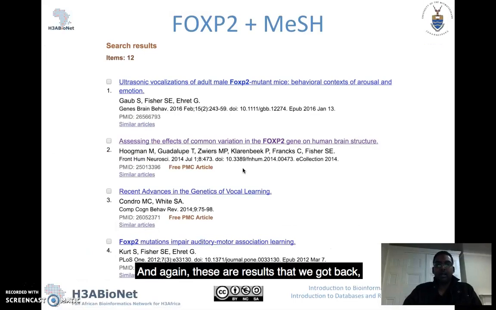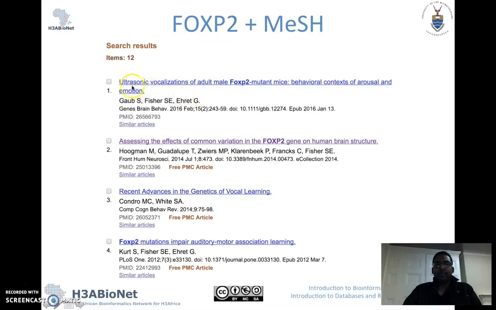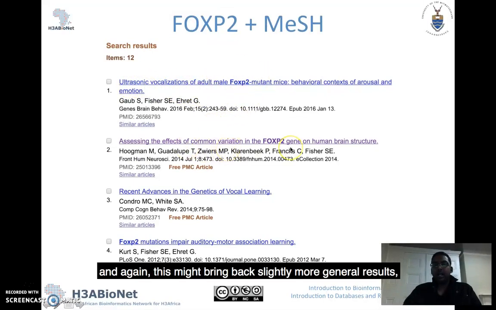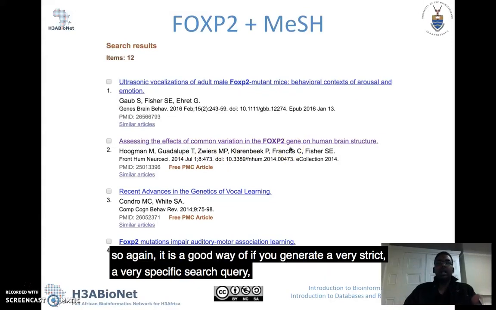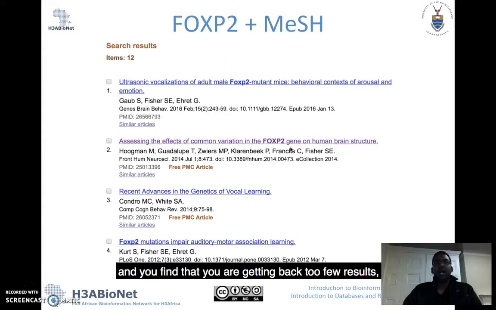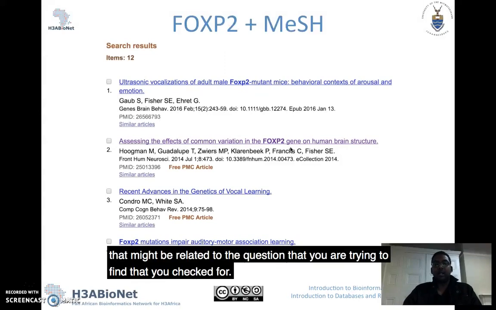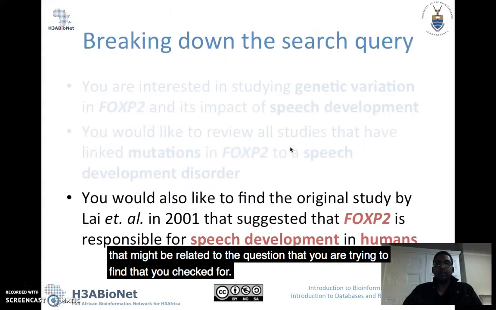Again, these are the results that we got back. Again, something to do with FoxP2, and again, this might bring back slightly more general results. So it's a good way, if you generate a very strict, very specific search query and find that you're getting back too few results, of going back and trying to use the MeSH terms to get back more results that might be related to the question that you're trying to find literature for.